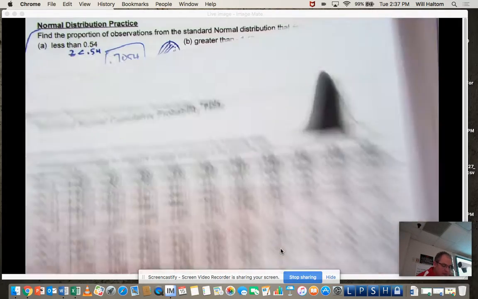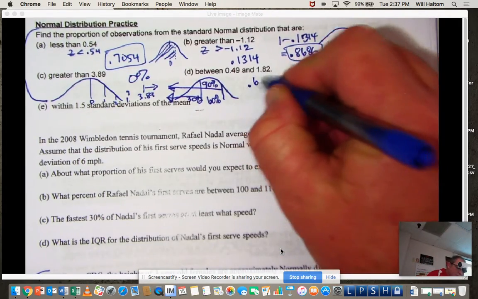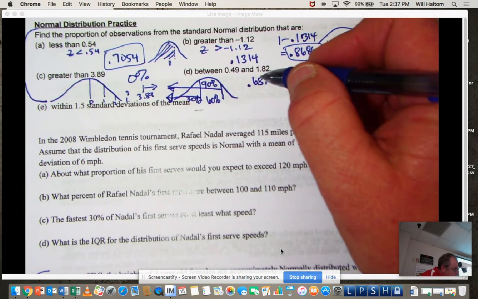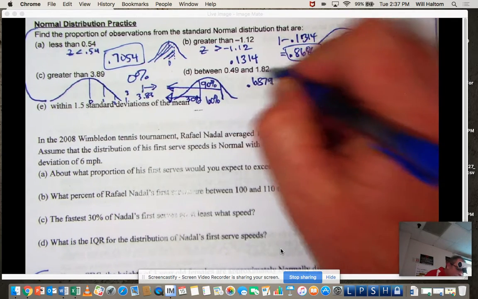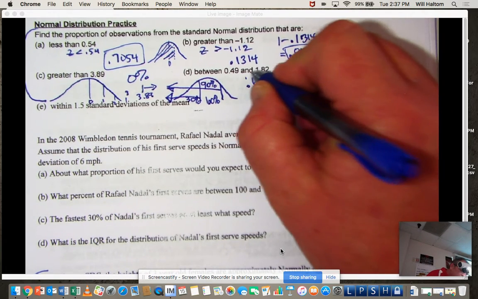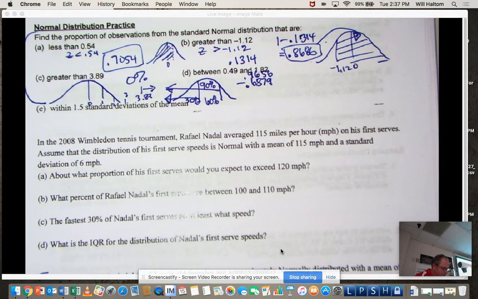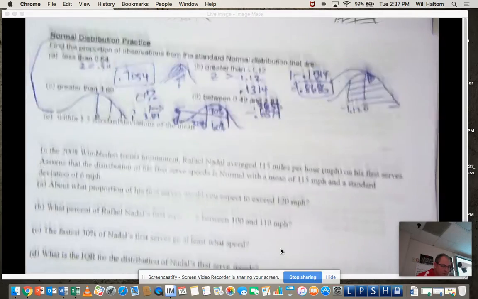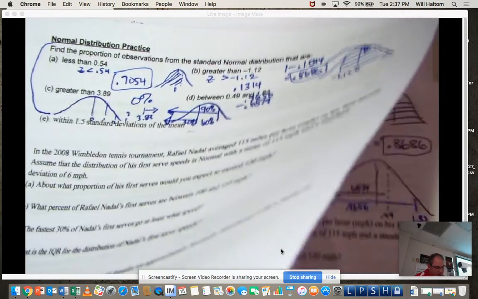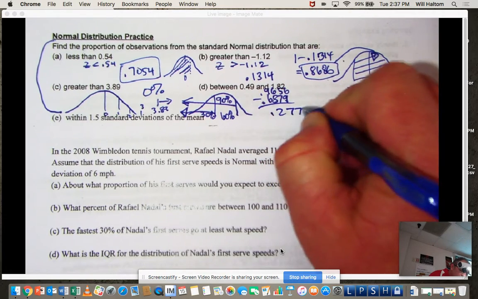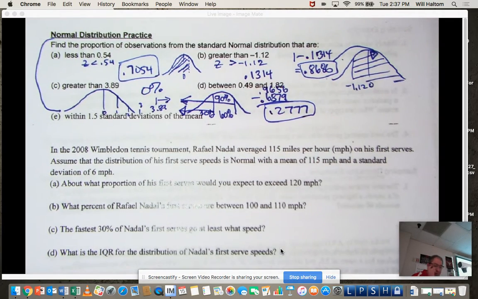0.49 is 0.6879. 1.82 is 0.9656. And then just subtract those two values. All right, now when I subtract those two values, I get 0.2777. That's the probability that it would be between those two values.